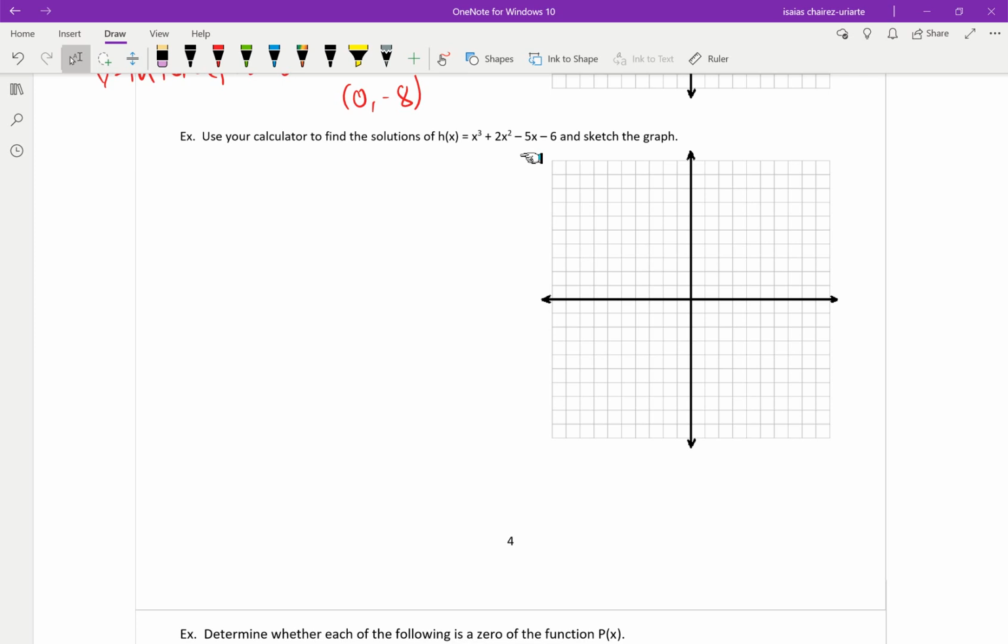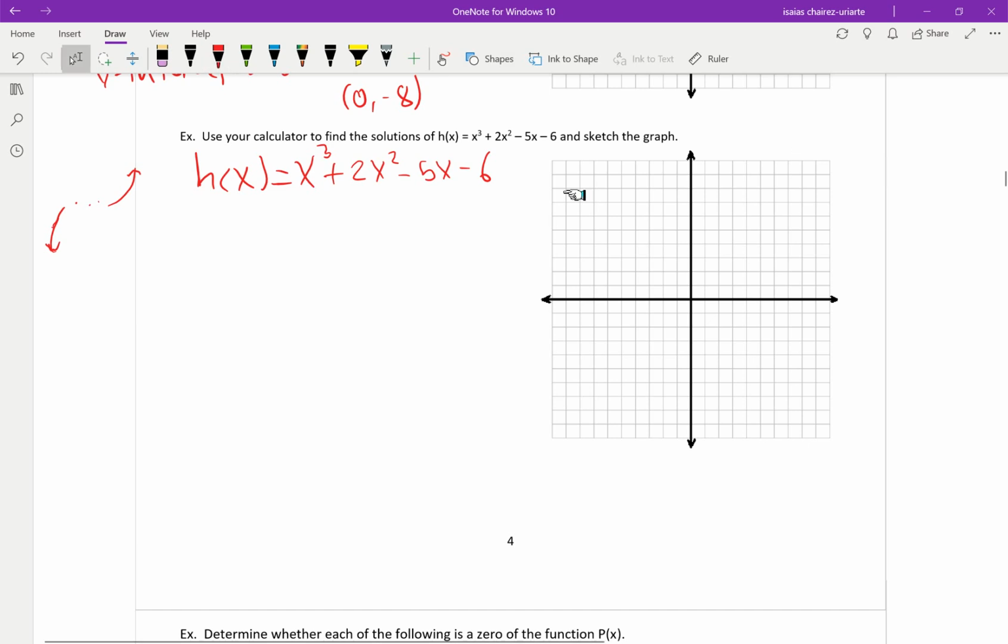Alright, so let me write my polynomial. I have h of x is equal to x to the 3rd plus 2x squared minus 5x minus 6. And I sort of know just from the leading term test, right now I have an odd degree polynomial with a positive leading coefficient. So I know the long-term behavior of my graph is going to look something like this. That is kind of what I expect my graph to look like in the long term.